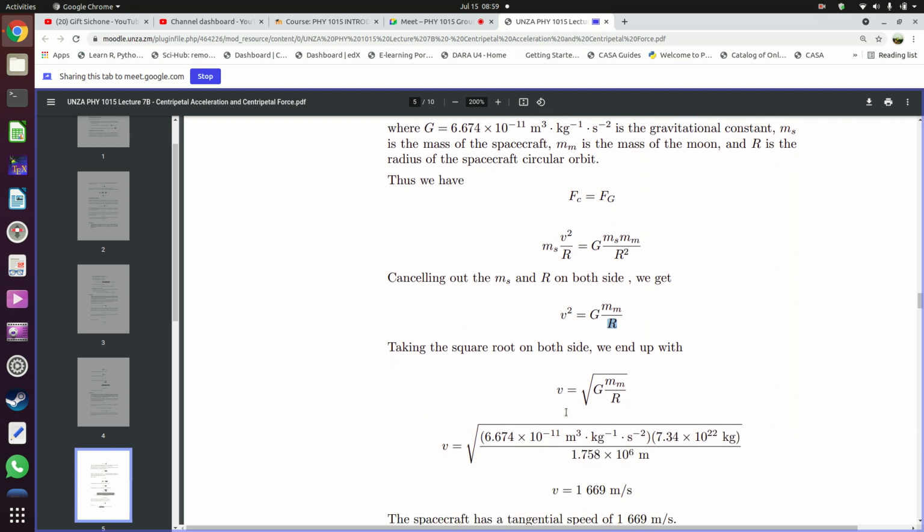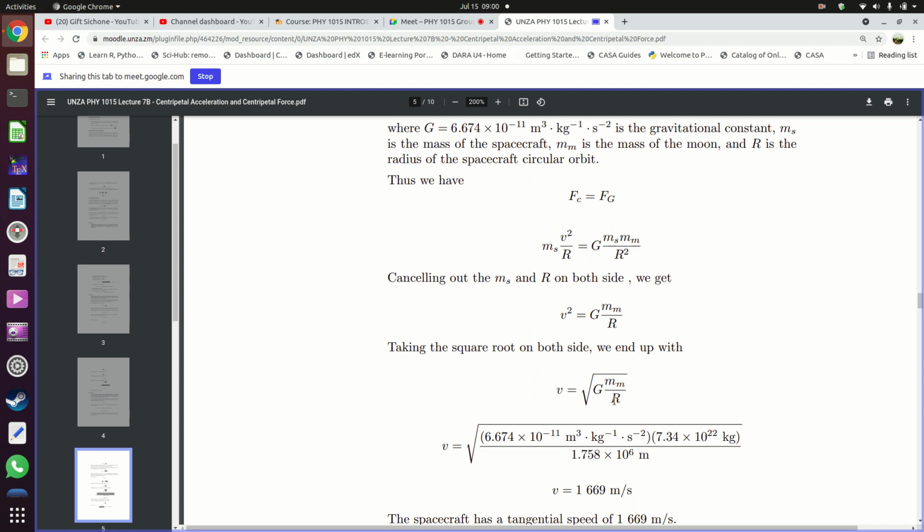So we end up with v equal to the square root of G, the gravitational constant, the mass of the moon, divided by the radius of the spacecraft's orbital path. Now, what does this show? As you can see, from this velocity, v equal to the square root of G times the mass of the moon divided by R, where is the physics here? What this shows you is that the mass of the spacecraft does not determine its speed.